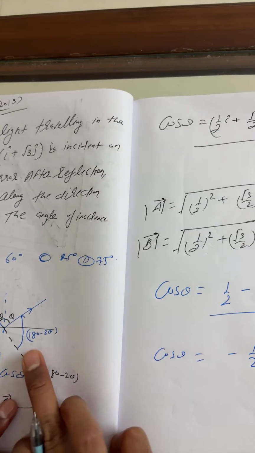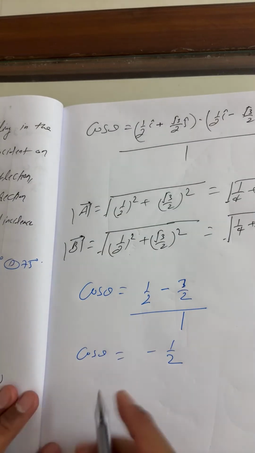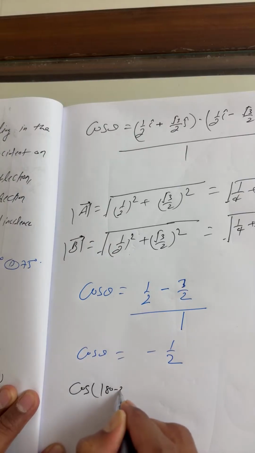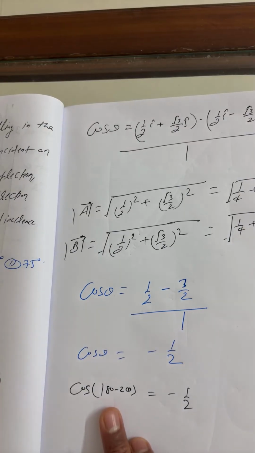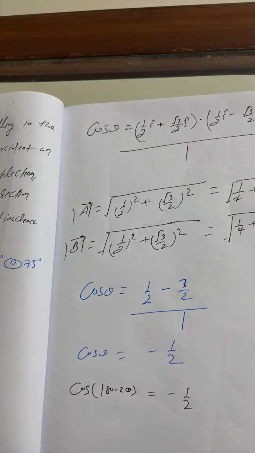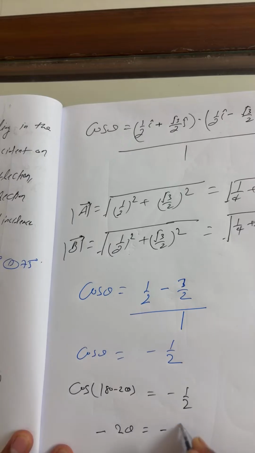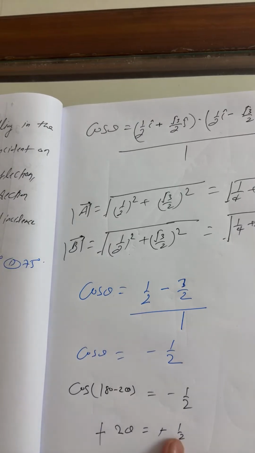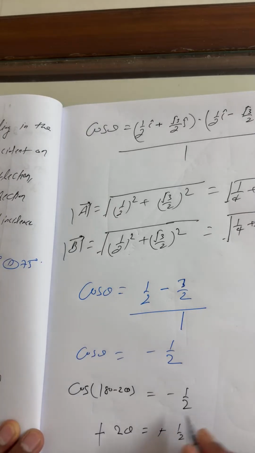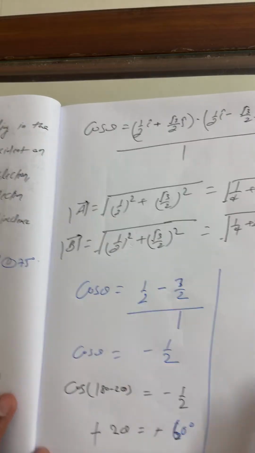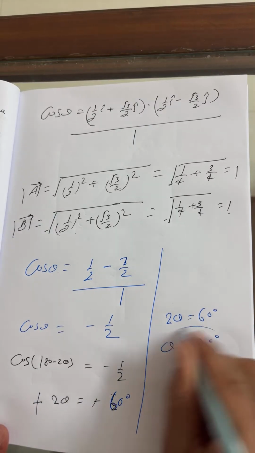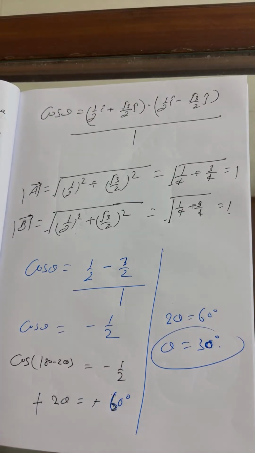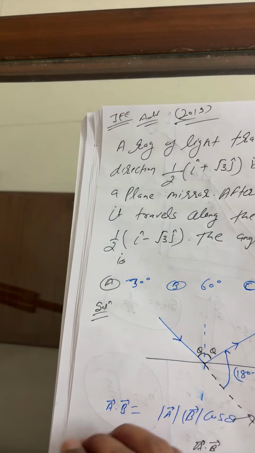As I said, just replace in the last. Cos of 180 minus 2 theta equals minus 1 by 2. I hope all of you remember cos of 180 degree minus theta is minus cos theta. So minus cos 2 theta equals minus 1 by 2, the minus signs cancel, so cos 2 theta is 1 by 2, which is 60 degree. Finally, 2 theta equals 60, so theta is 30 degree.